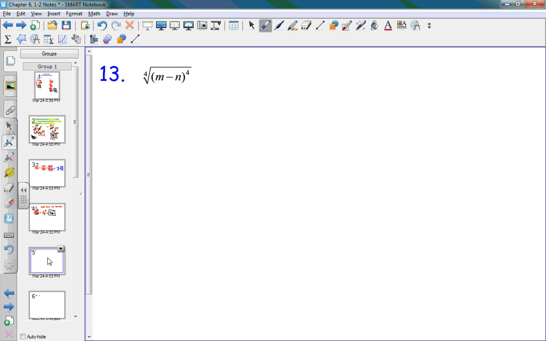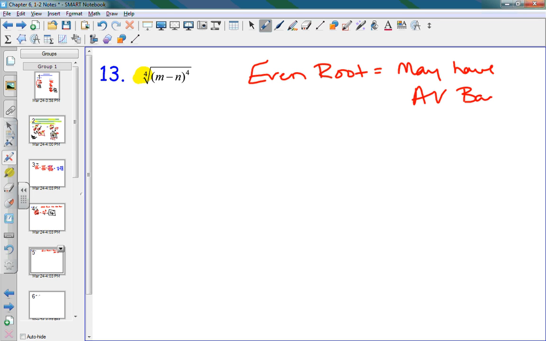Again, number 13. Do I need to concern myself with absolute value bars? Why, yes, David? Because it is an even root. So what I need to do is I need to look at my root. It's a 4, so since this is an even root, I may have absolute value bars. I may. That's the key word. I may. I might or I might not. Okay? I need to calculate the problem, and at the end, what do I need to check?